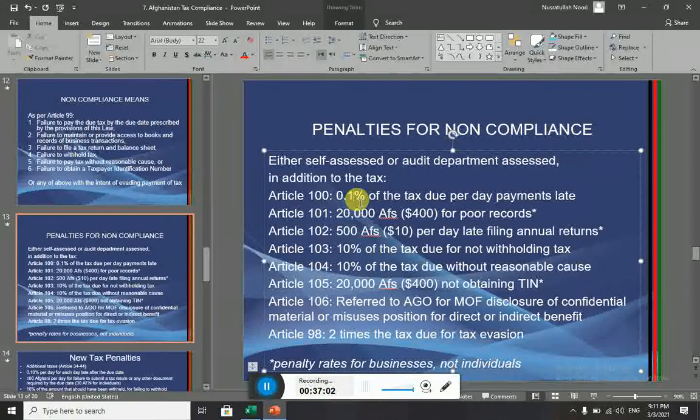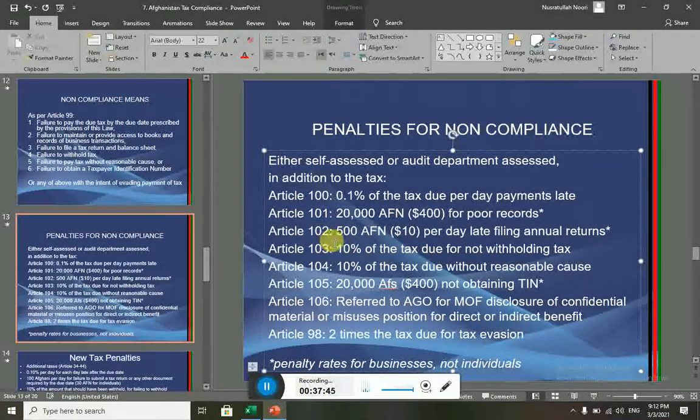If you fail to pay, and you are 5 days late, then you will multiply it by 5. If you are 10 days late, then you will multiply by 10, right? Article 101 says 20,000 Afghanis, which is approximately $400, for poor records. If you have not maintained proper records, then the Ministry of Finance will charge you 20,000 Afghanis for not maintaining the proper record.